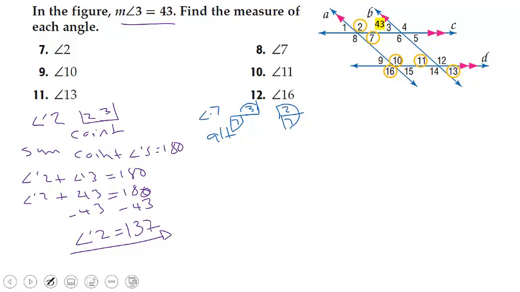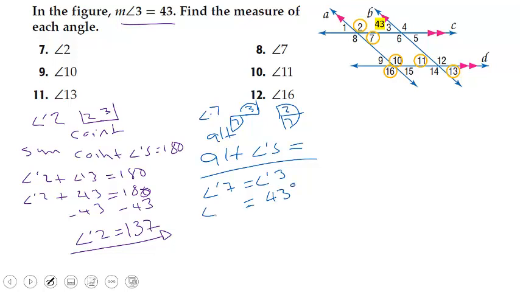So I'm going to say alternate angles are equal to each other. That's my reason. And I'm going to say angle 7 is equal to angle 3, which is equal to 43 degrees. And that's my answer.